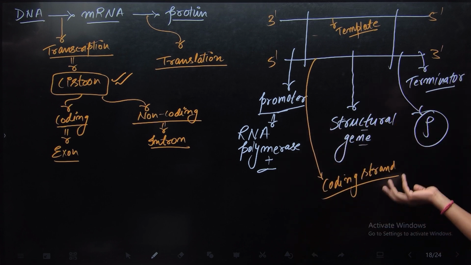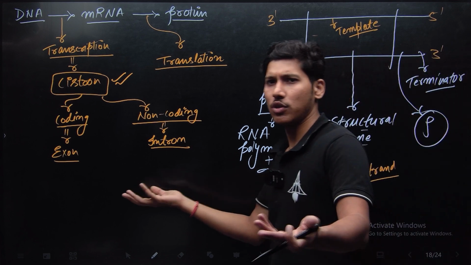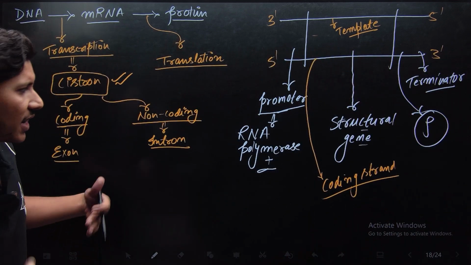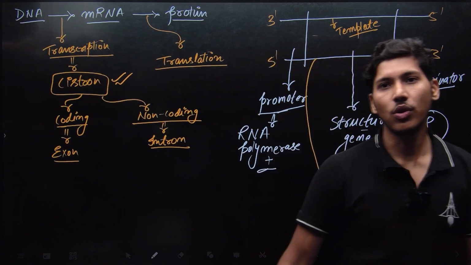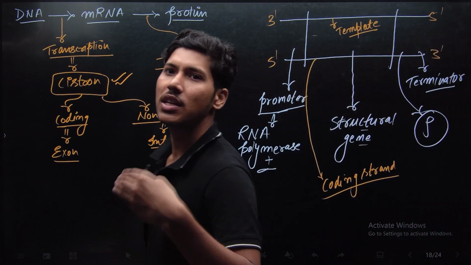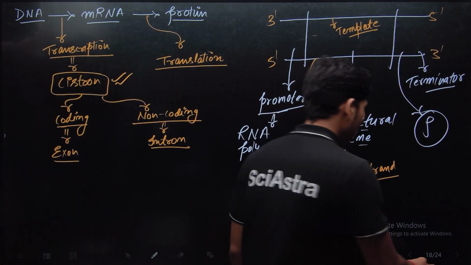as well as itself also. RNA polymerase and the nascent RNA get detached from this cistron. Okay, so that's how mRNA is produced. Clear? Now let's move ahead.